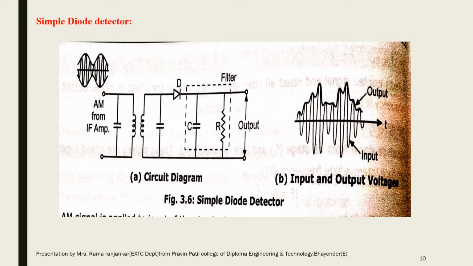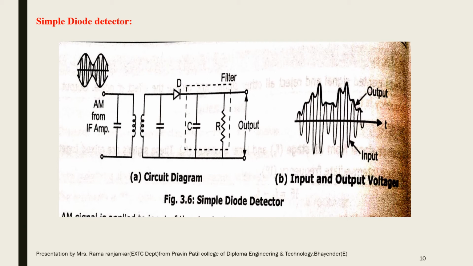Now the demodulator is called a detector circuit. There are two types of detector circuit. One is a simple diode detector and the second one is a practical diode detector. So let's see the function of the simple diode detector. In this circuit, at the input side, we take an amplitude modulated signal from the intermediate amplifier.